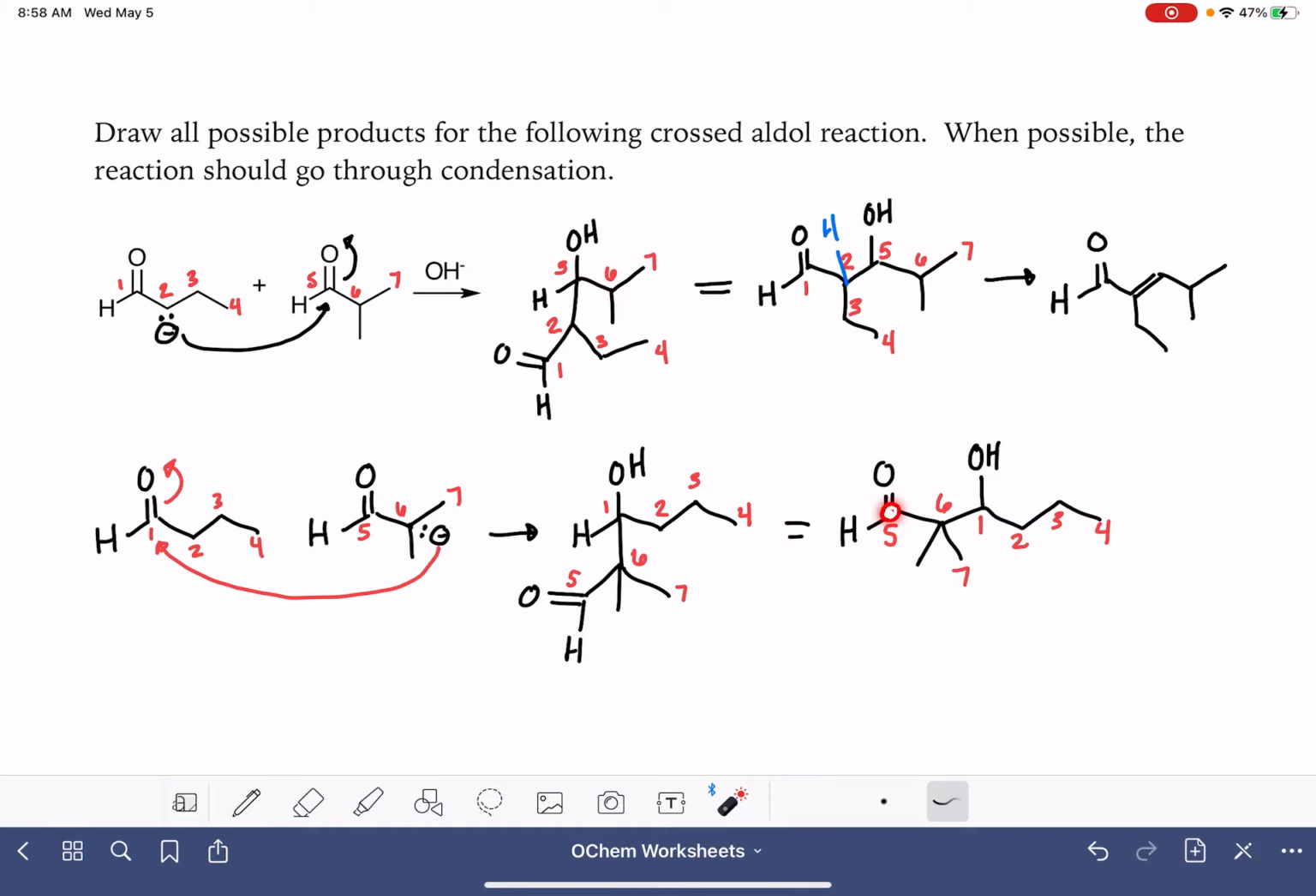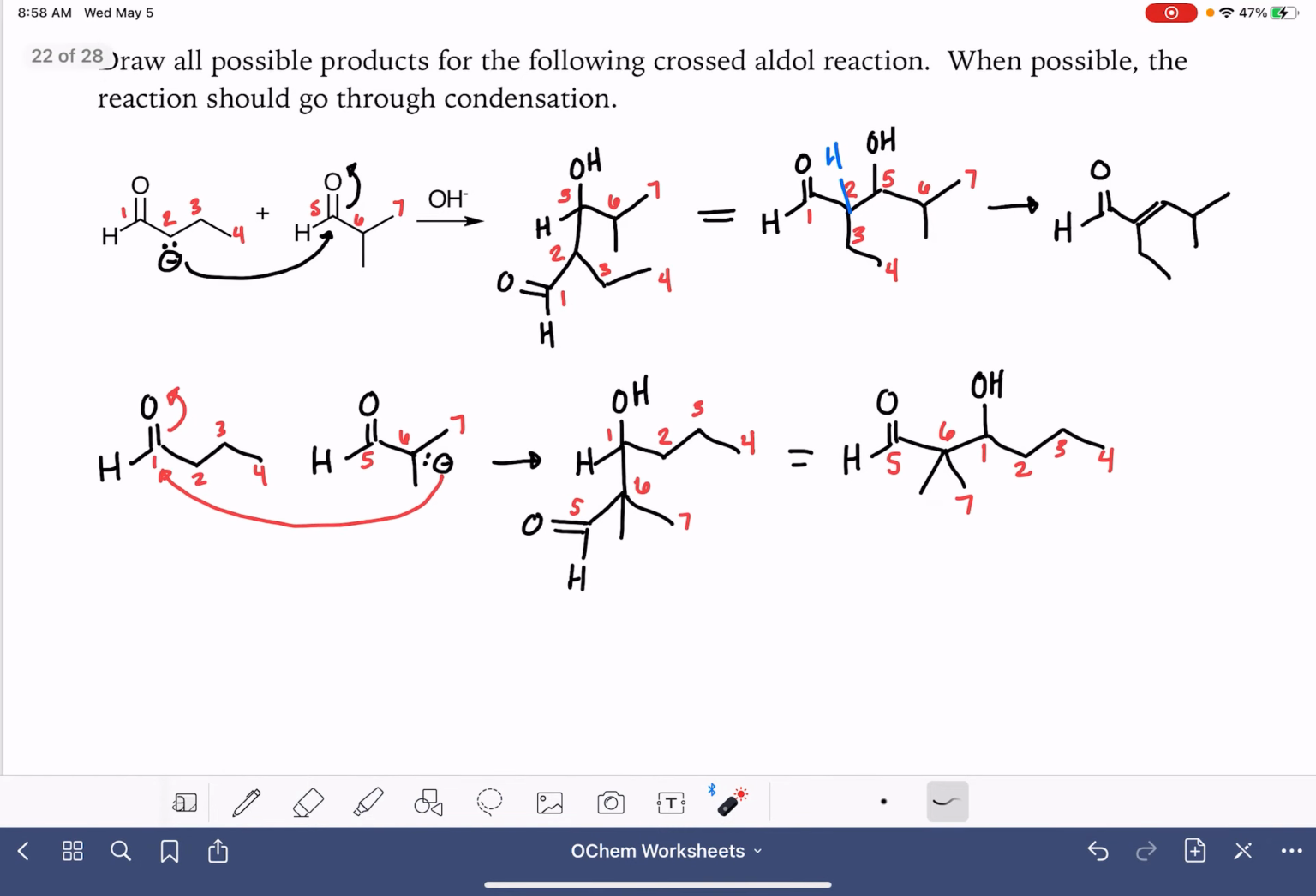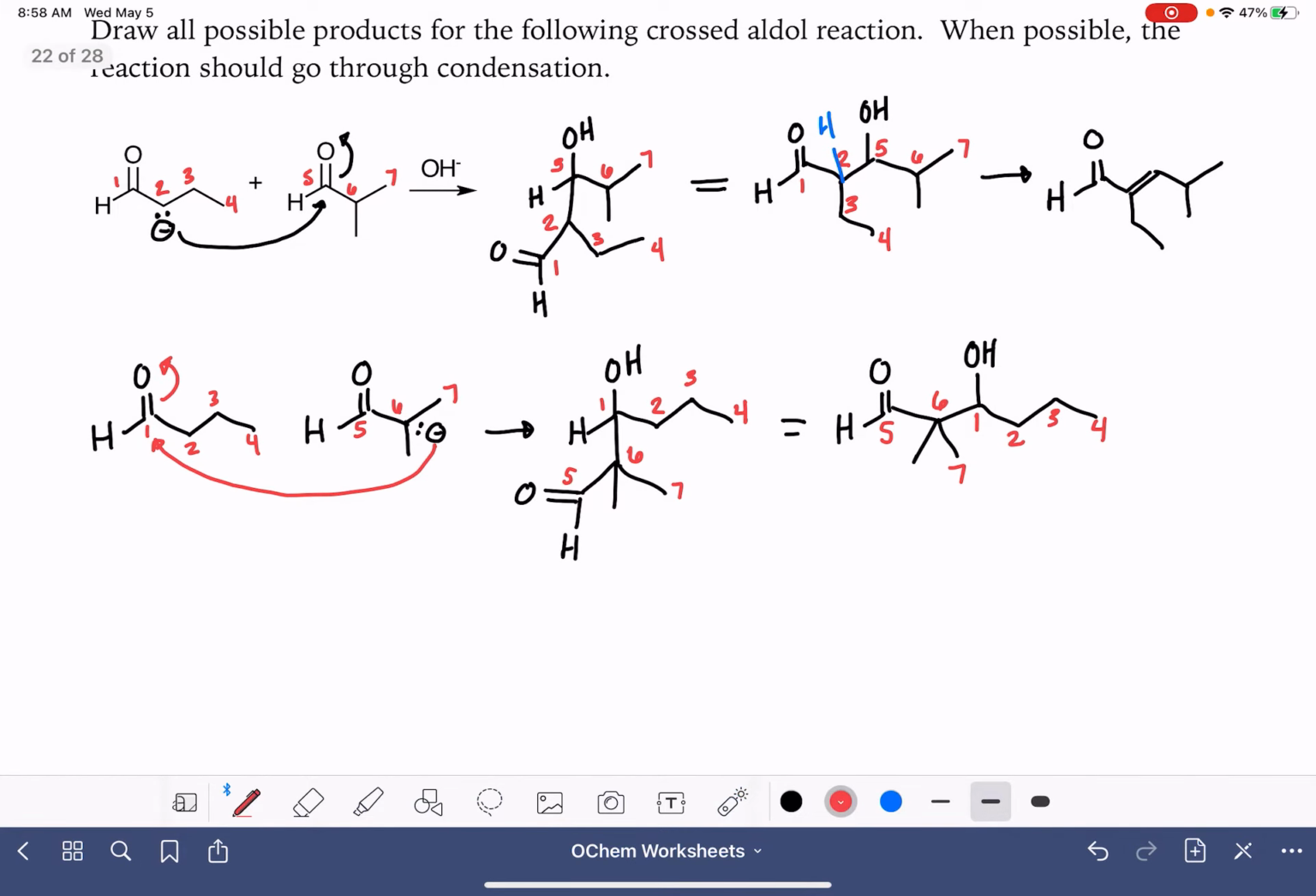Here's our carbonyl carbon, here's our alpha carbon, and this has no hydrogens on it, which means this product of the reaction cannot undergo condensation. We're halfway done. We also want to consider the possibility that we get a traditional aldol reaction. So we have two identical aldehydes reacting with each other like this.